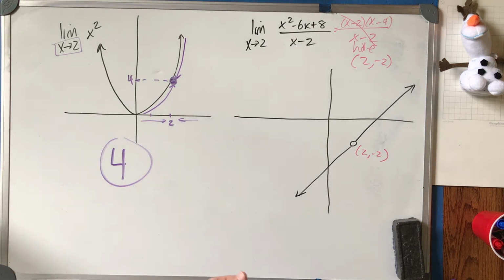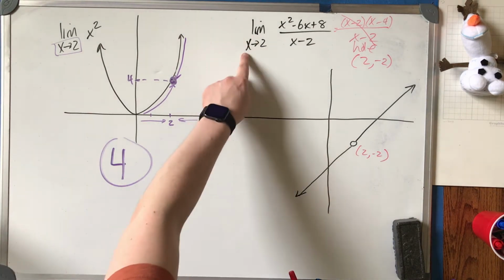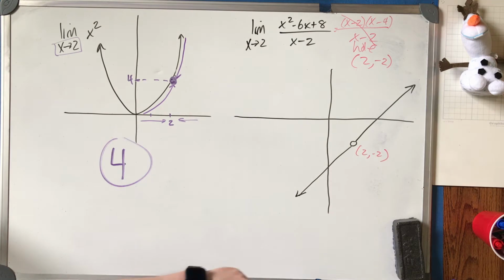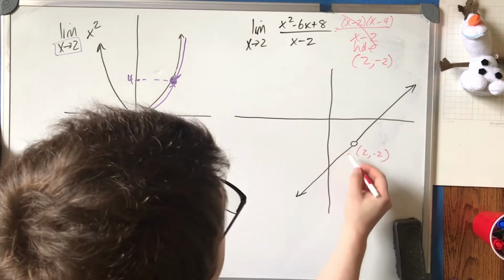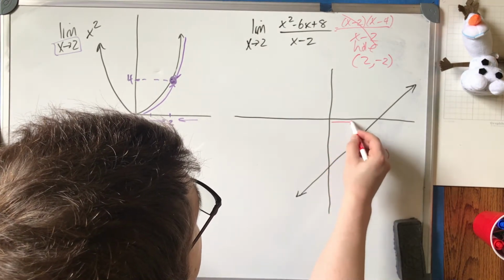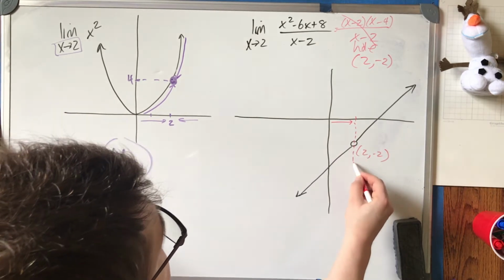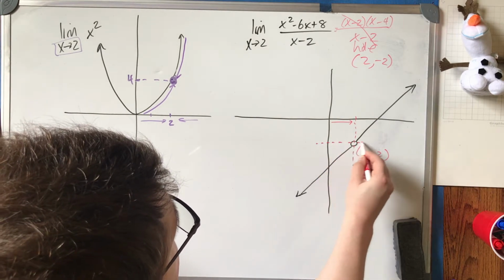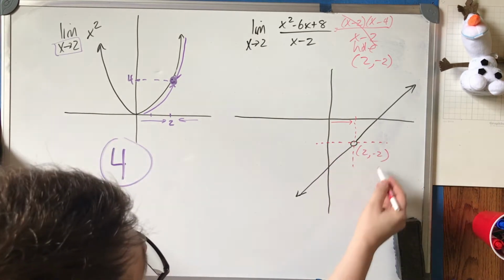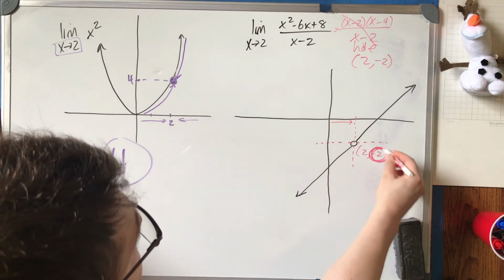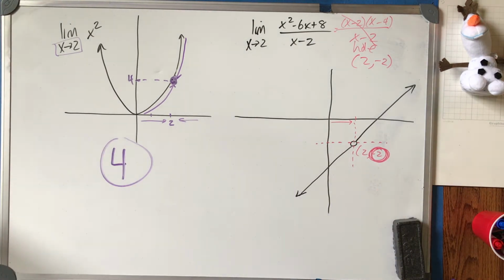Okay? So when this says the limit as x approaches 2 of this function, we're saying, hey, as we get closer and closer to this x value of 2, that's right here, what is the y value getting closer and closer to? And the y value is getting closer and closer to negative 2. It doesn't matter that it never reaches it. The limit of this function is going to be negative 2 as x approaches 2 because it looks like it's supposed to reach it, even if it doesn't.